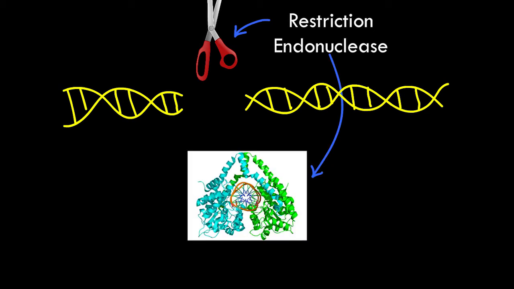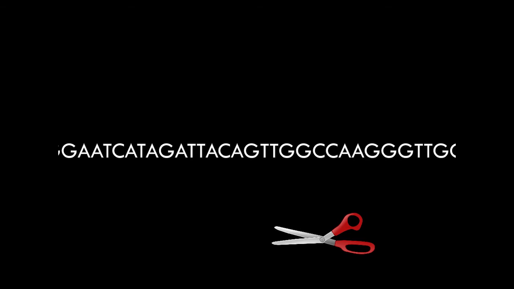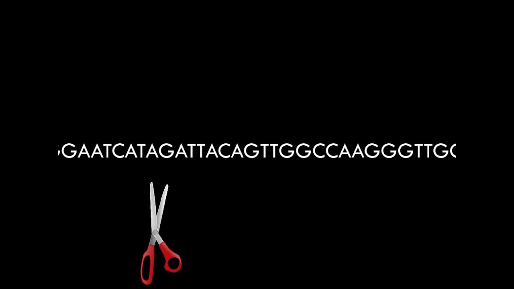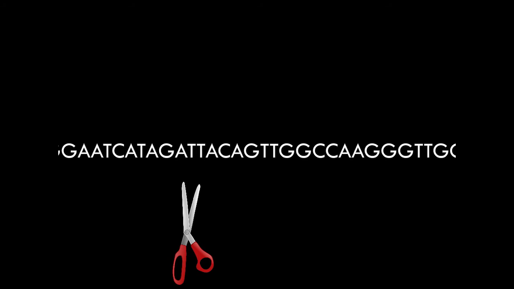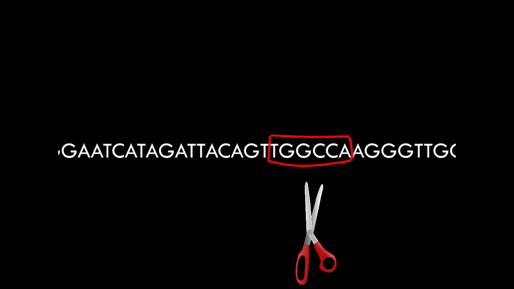These are complex proteins that recognize a certain short sequence of nucleotides and will cut the DNA wherever that sequence appears. In the DNA sequence shown, we see the nitrogenous bases of the DNA represented by the letters A, T, G, and C for adenine, thymine, guanine, and cytosine. A restriction enzyme will identify a certain sequence of around 6 bases, such as TGG, CCA. Anywhere this particular sequence appears, the enzyme will cut the DNA strand.